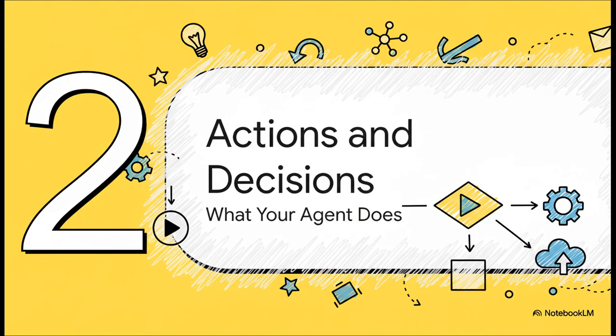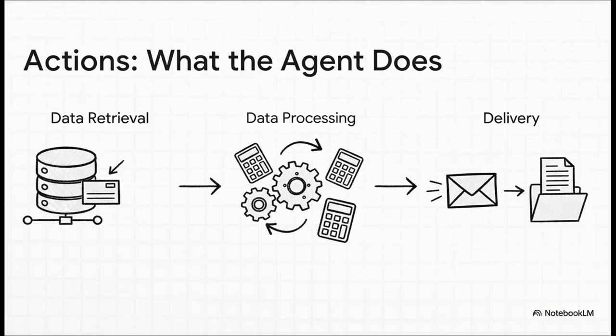Okay, so our workflow has been triggered. That new order just landed. Now what? Well, the agent needs to actually do something. And this brings us to the next set of building blocks, actions and decisions. Actions are just the specific individual tasks your agent is going to perform. This could be something like retrieving data, grabbing customer details from a database. It could be processing that data, maybe calculating sales tax or something. Or it could be about delivering an output, like sending an email or saving a file.